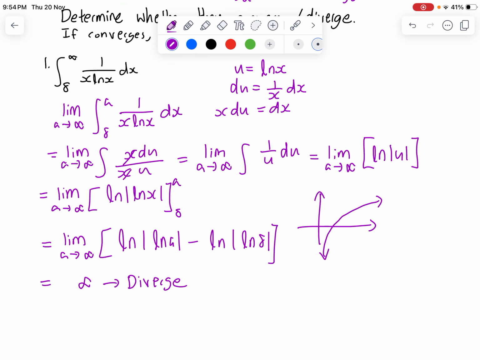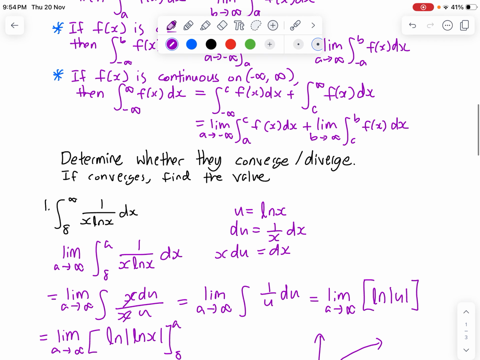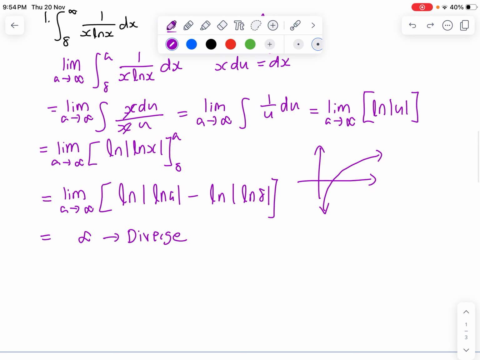So for convergence and divergence, just remember that convergence is when you have something that's a finite value, like 2 or 5 or 1,000. Divergence is when it's not a finite value. In this case, infinity is not a finite value, so our answer is going to be diverge.